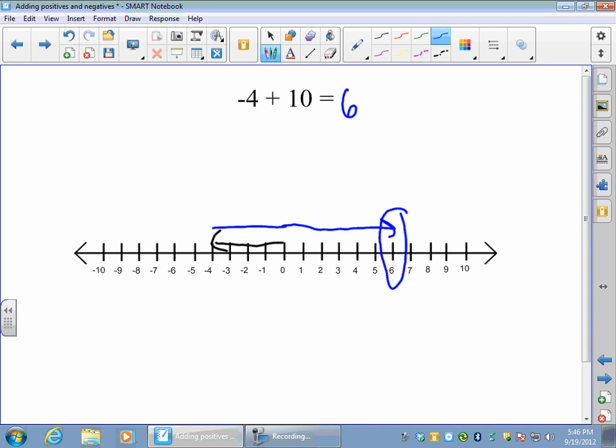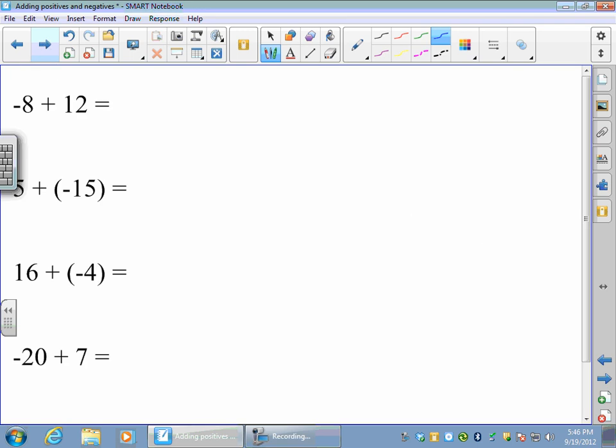Okay? Again, the key to remember when you're doing these ones, adding one negative and one positive, they are working against each other. That's going to be the key. They're opposites going in opposite directions. You're working against each other. Okay? That's going to be the key to remember how to get these answers correct.